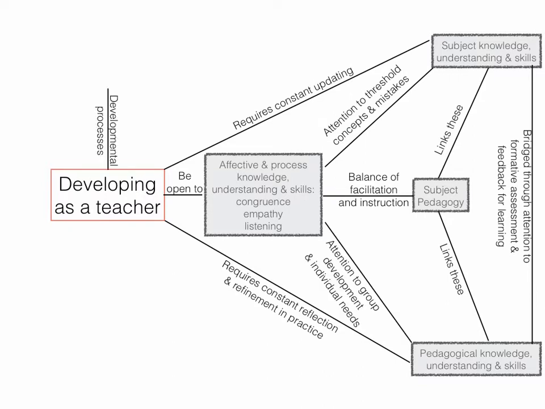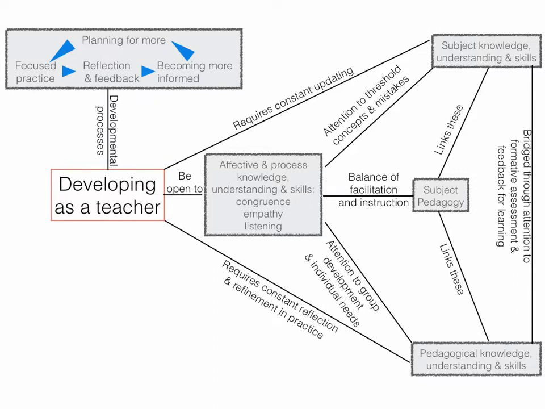But then for me there's another circuit that comes out of developing as a teacher, and that's just the general developmental process, and you'll see that's a very Kolbian process. You have some practice, you reflect on it, you get feedback from other people, you try and become more informed by maybe going and doing some reading of the literature or talking to other people about how they do it, and then you plan what you're going to do next. So it's quite a Kolbian cycle. So that's another cycle coming out of developing as a teacher.